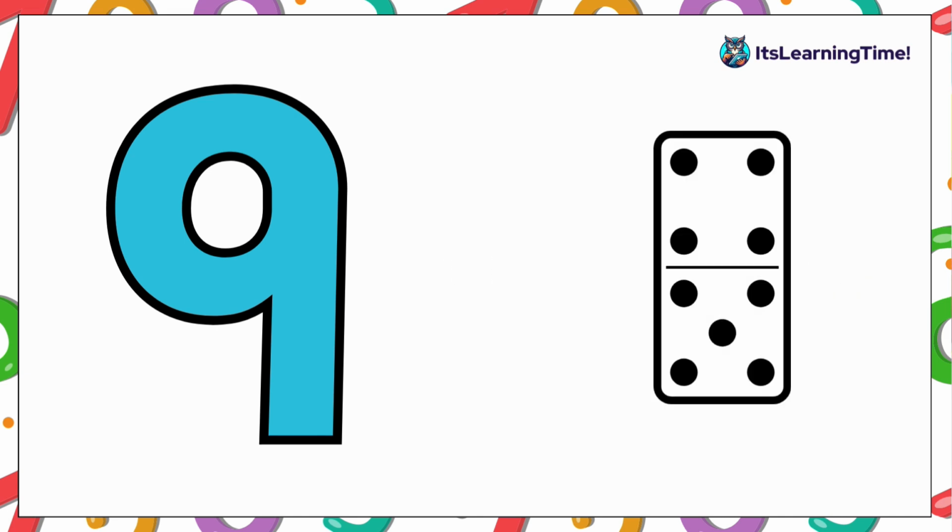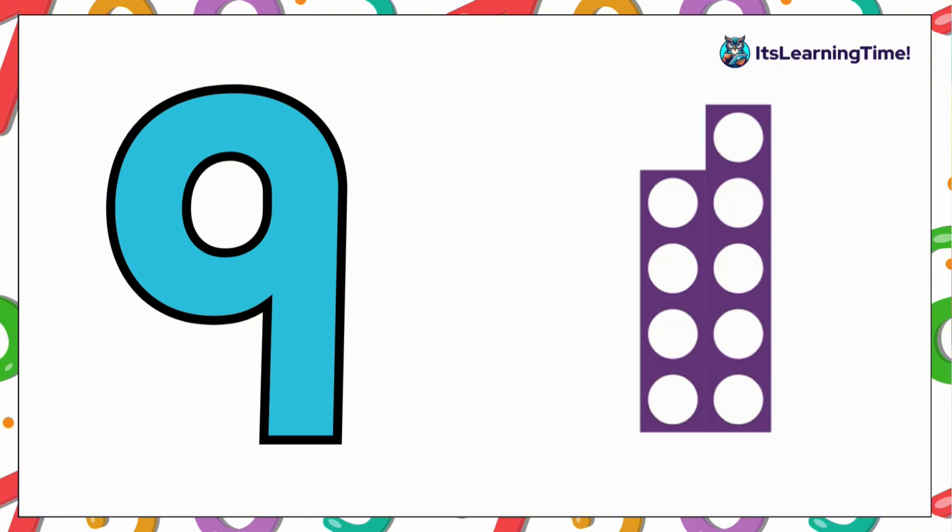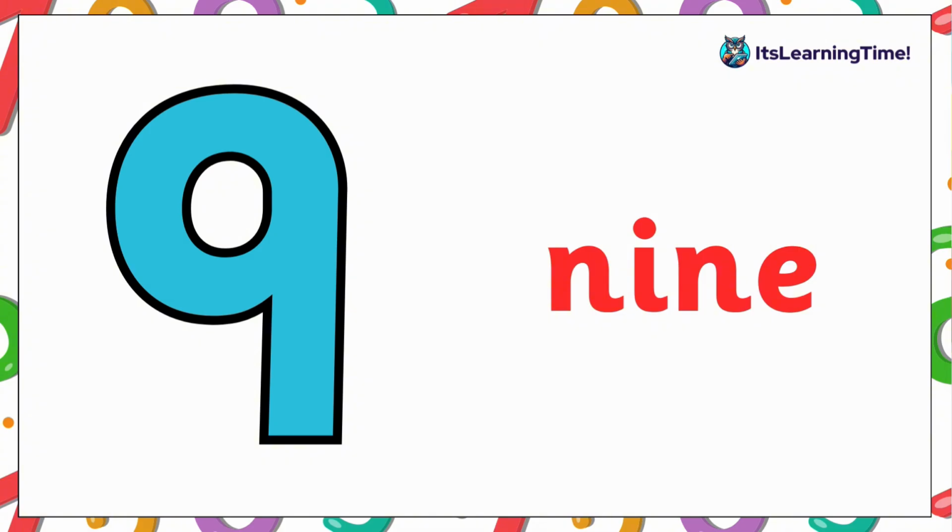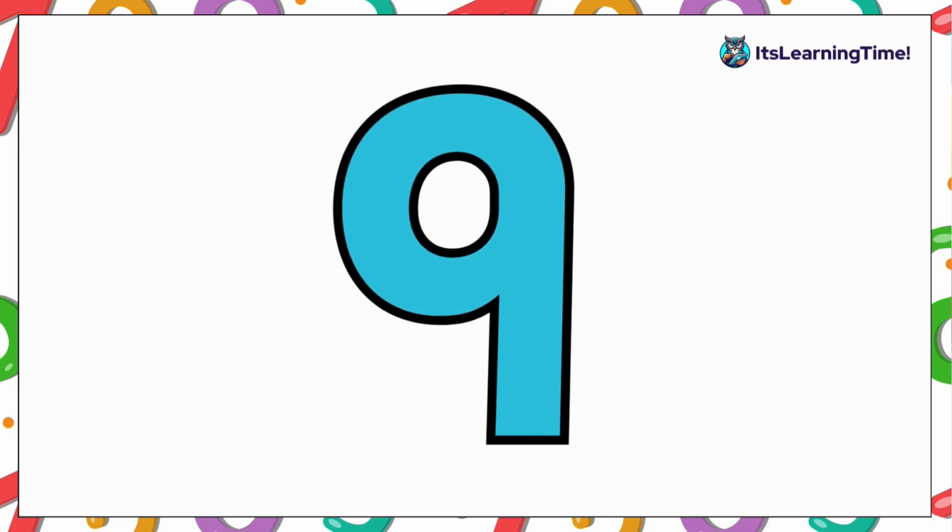We have 9 on a domino. And 9 on the unicorn. Nine in words. Well done identifying number 9 in different ways.